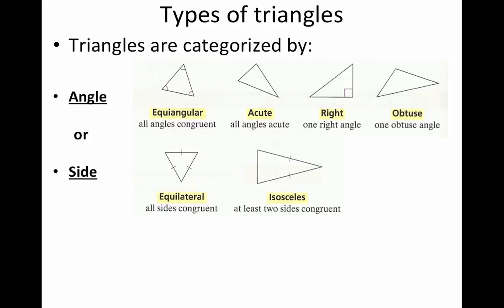If 2 sides are equal, then it's called an isosceles. And if no sides are congruent, then it's called a scalene triangle. Now, one thing that you will quickly note in geometry is that these two things are actually the same.